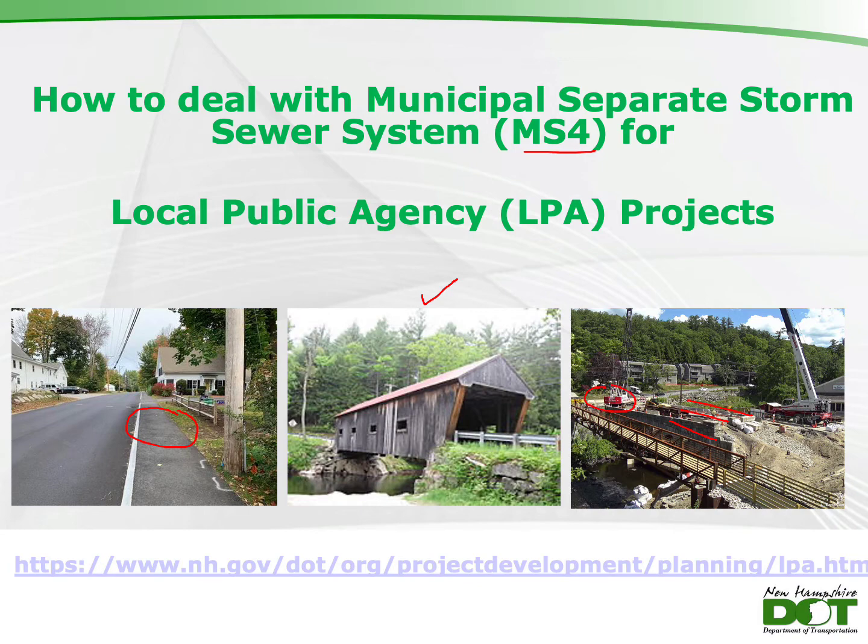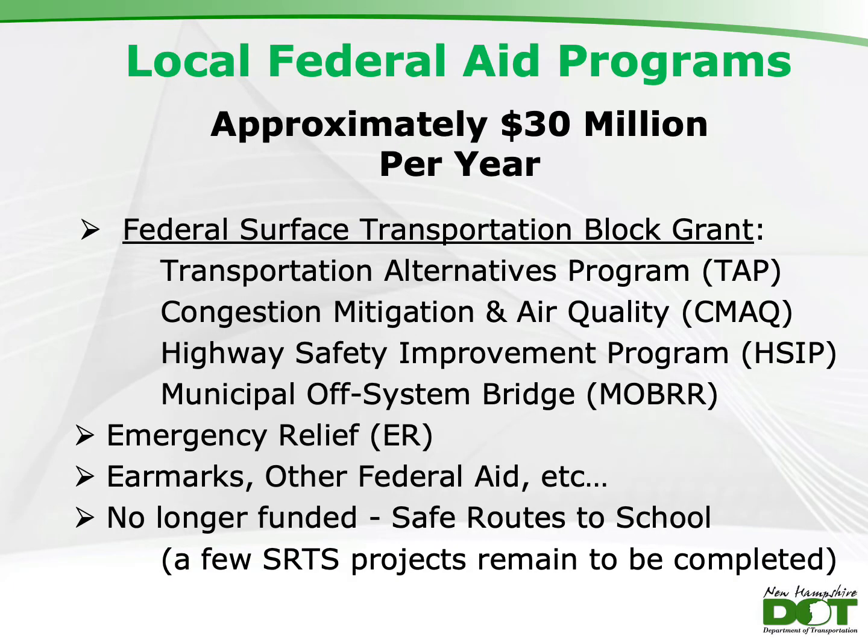So, the local federal aid program is made up of $30 million per year. Yes, 30 million there is. And they're broken out into various categories, that funding. So we term one of the programs TAP, Transportation Alternative Program, just as it says. That could be like sidewalk and bike projects.